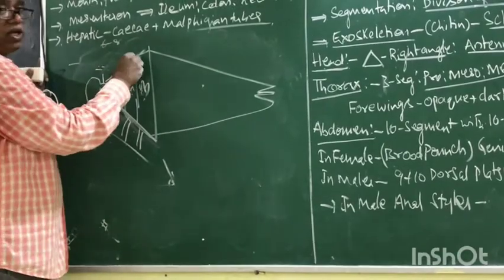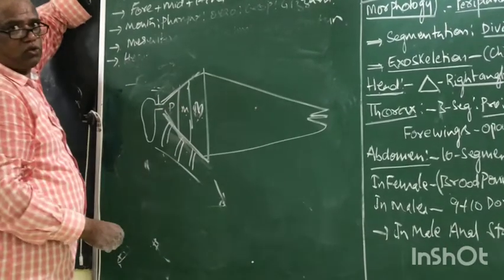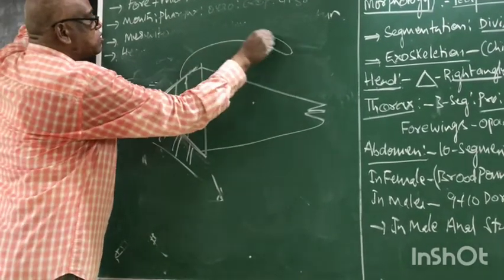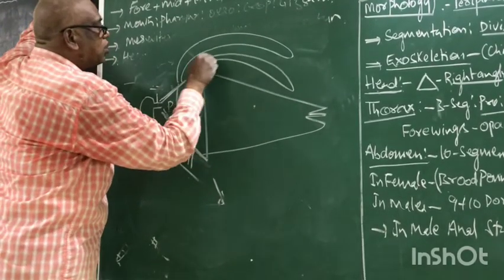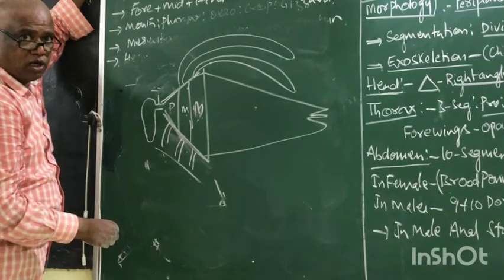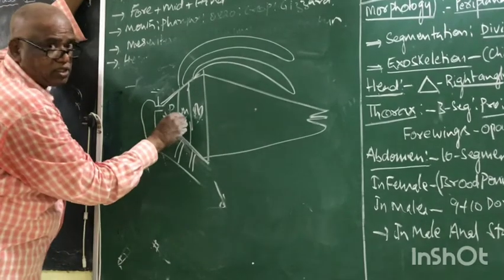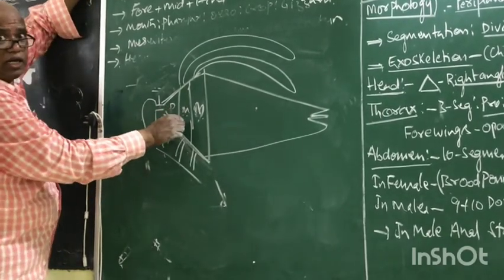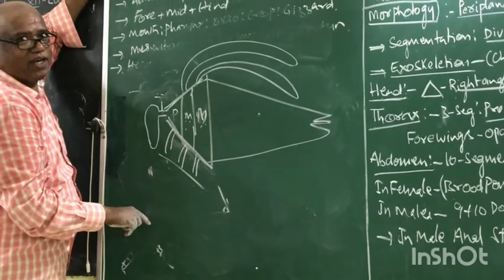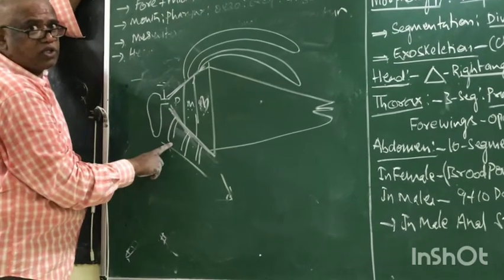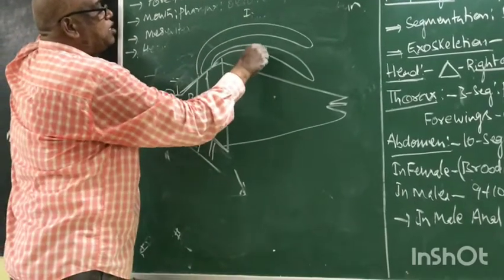Now come to the wings. Wings are two pairs. It is the first pair, originating from mesothoracic. Second pair, metathoracic. That means prothoracic does not contain wings. The mesothoracic contains the first pair of wings and second pair of legs. What about prothoracic? It contains legs without wings. Now it is the first pair, it is the second.